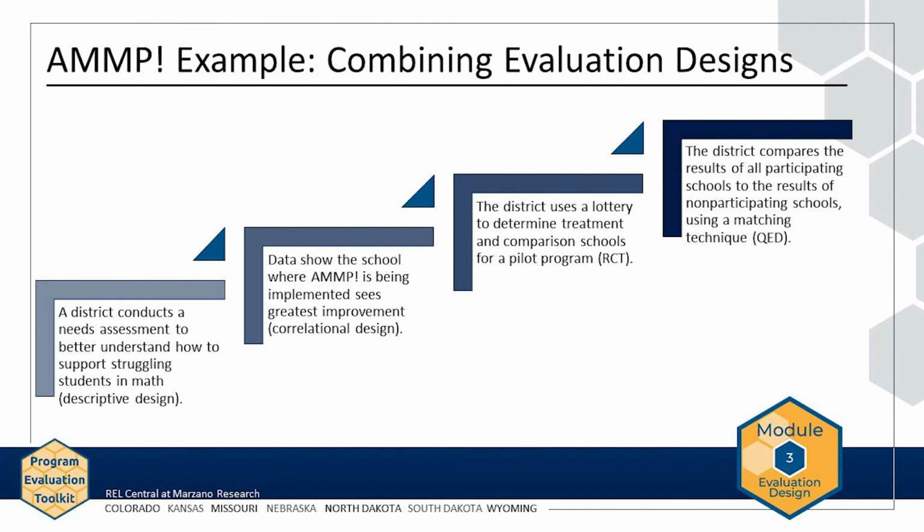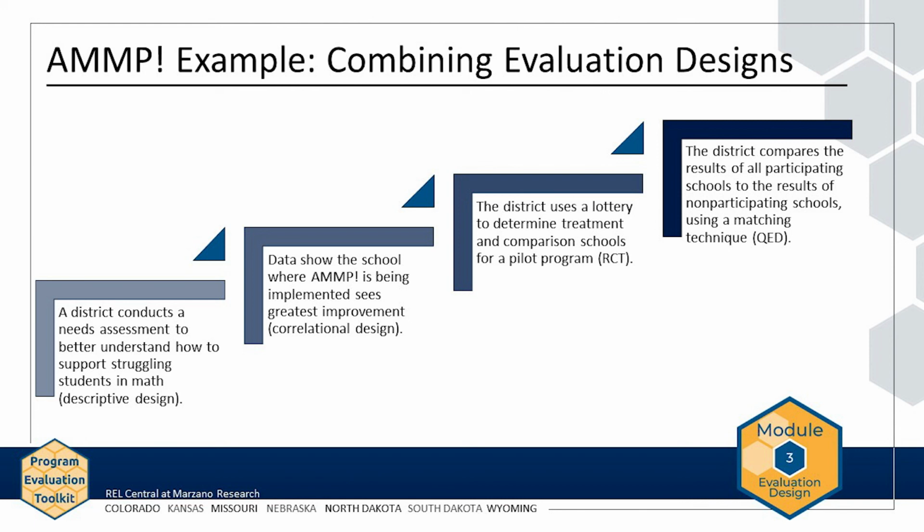What would such a comprehensive program evaluation look like? Let's say a district conducts a needs assessment to better understand how to support struggling students in math. Through the needs assessment, the district learns that some students are not prepared to complete their math homework individually. This is an example of a descriptive design. This district decides to offer additional support to students after hours at a single school using AMP. The school where AMP is being implemented begins to see improvements in homework completion rates and overall math achievement. This is an example of a correlational design.